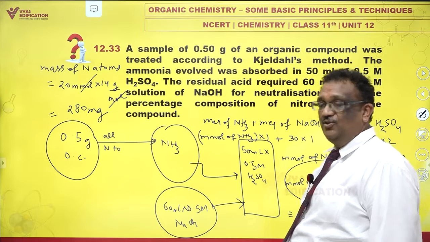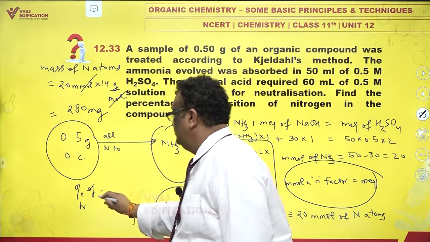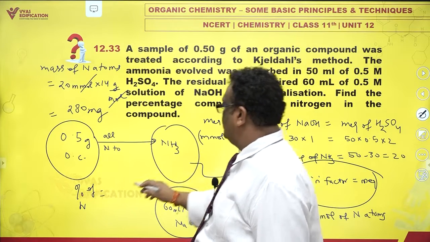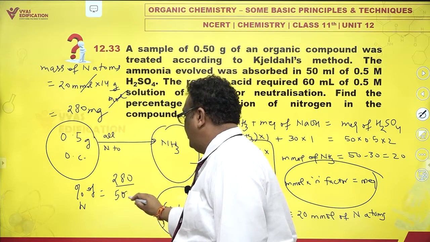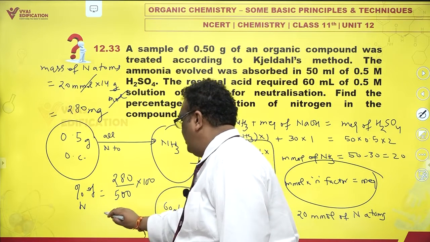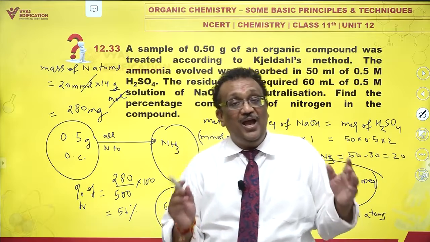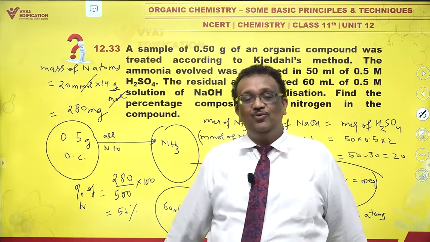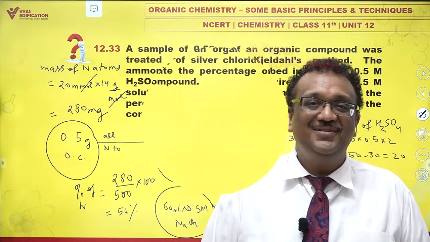So percentage of nitrogen, we have 0.5 grams, 500 milligrams. So 280 by 500 into 100, which is 56%. So we have 56% nitrogen by mass in the given organic compound.